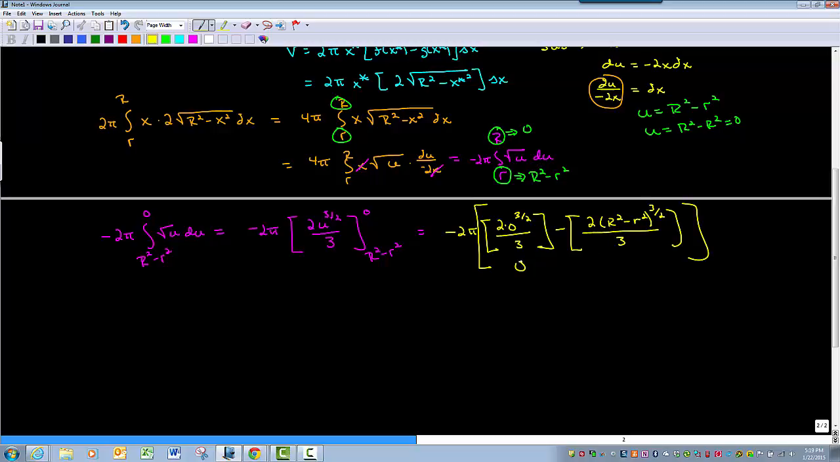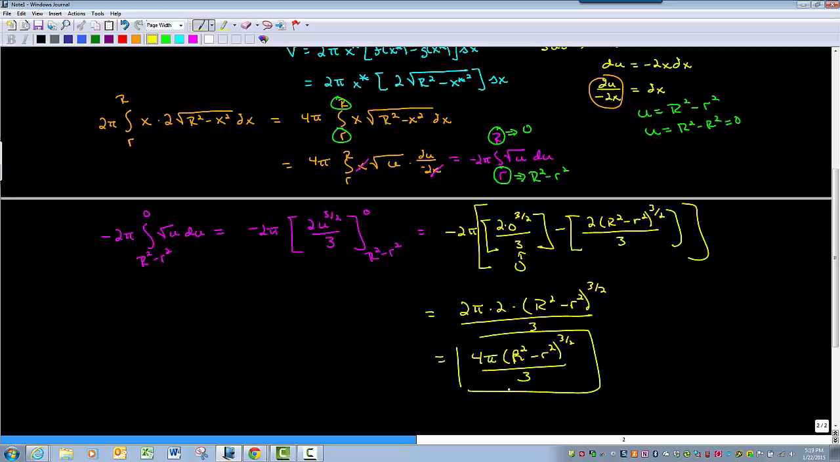Now this is 0, right? And so when I multiply this in, negative 2 pi times a negative is going to become positive. So the final result will be equal to 2 pi times 2 times big R squared minus little r squared to the 3/2 over 3, which will be 4 pi times big R squared minus little r squared to the 3/2 over 3. And so this right here is the formula.